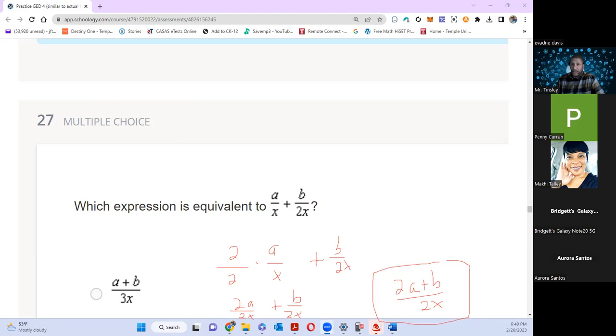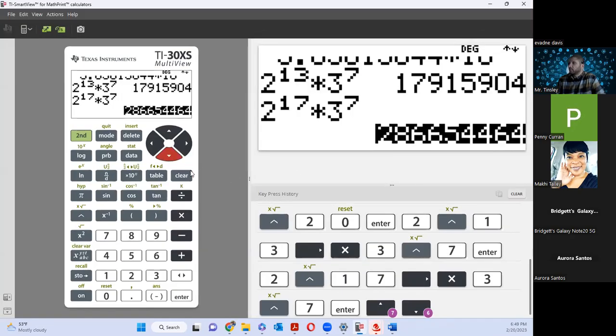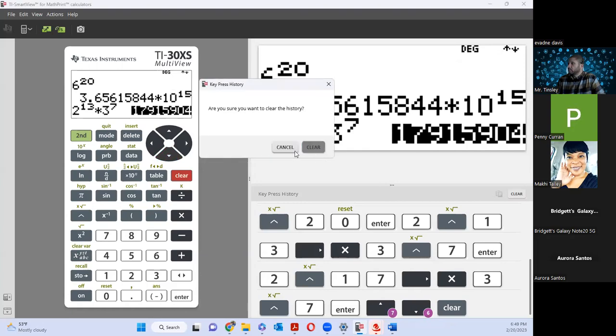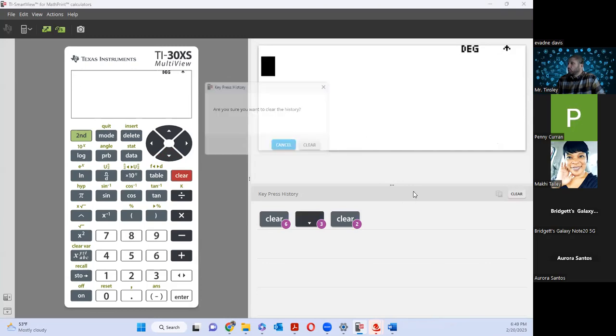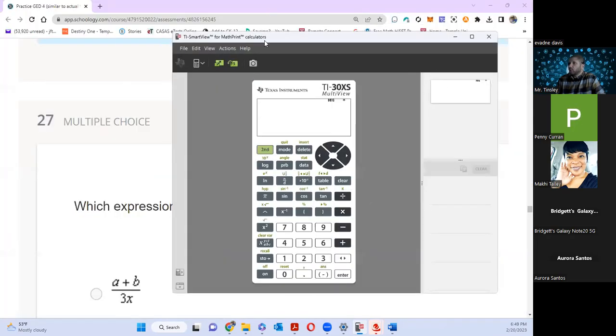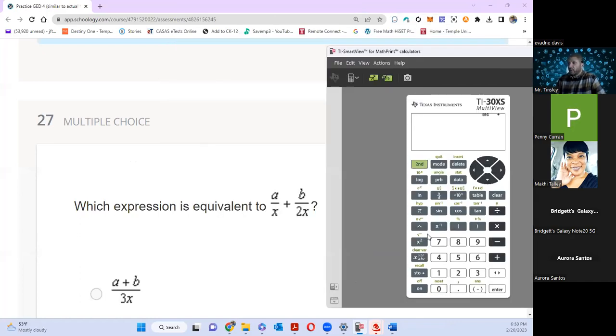So for example, I could say 2, 3, 4. Grab my calculator. This is why I push clear. Again, knowing how to store a variable is very important. I'm just going to say 3, 4, and 5. 3, store A. 4, store B. 5, store C. I mean X. X. Boom.